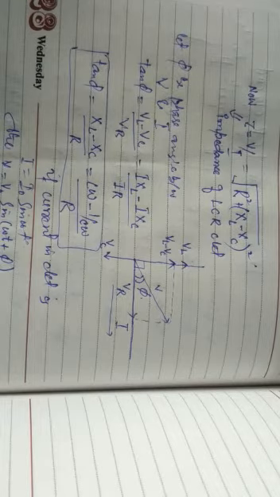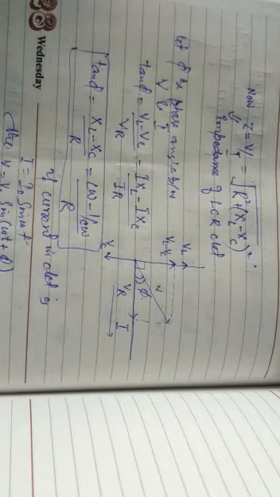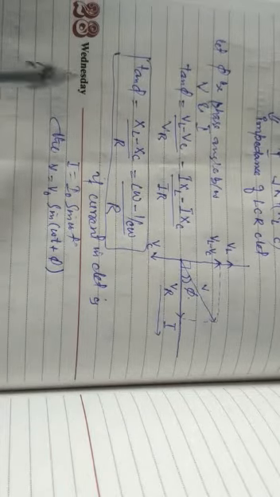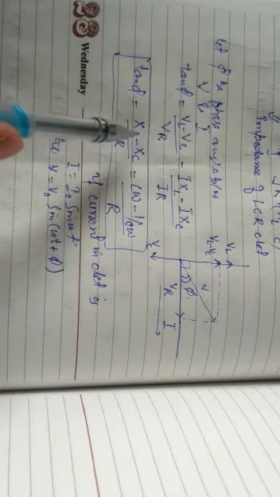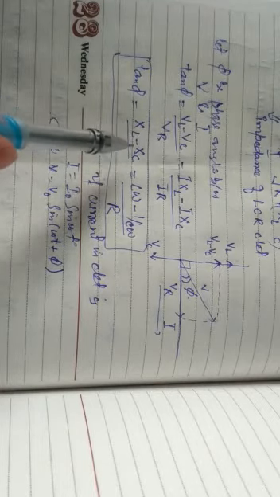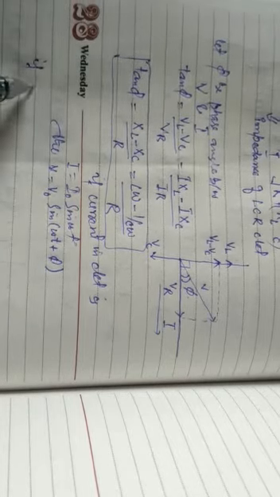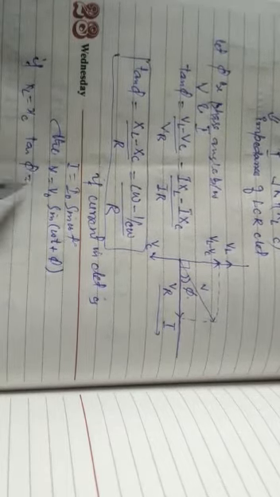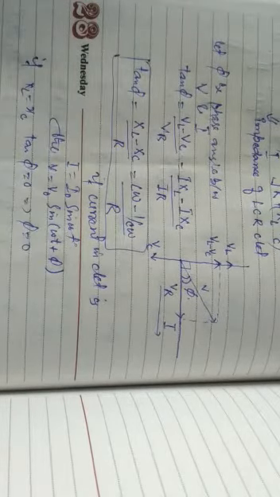Now we will look at special cases. If XL equals XC, then this term vanishes, giving zero over R, which is zero. So tan of phi equals 0, which implies phi equals 0, because tan 0 is 0.